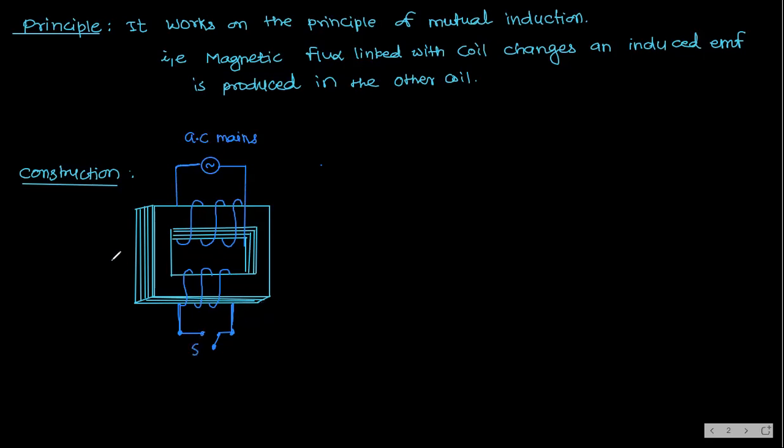You can see here, this is soft iron core. Okay, soft iron core. This coil is called primary coil, and this coil is called secondary coil. Okay, how many coils do we have? Two coils. One is primary, another is secondary. Got it? Even you can draw this diagram like this also. You can see here.